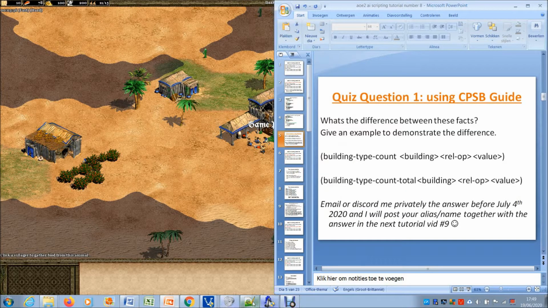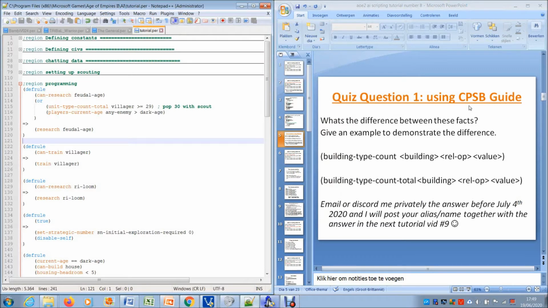Quiz question number 1. Using the computer player strategy builder guide, what's the difference between these facts, and give an example to demonstrate the difference? Building type count, building relative operator and value. A value is an integer. Building type count total, building relative operator value. Email or Discord me privately the answer before the 4th of July 2020, and I will post your alias or name together with the answer in the next tutorial video number 9. Quiz question 1.